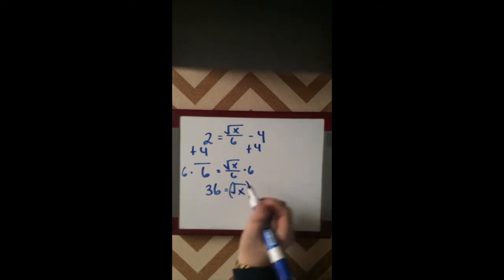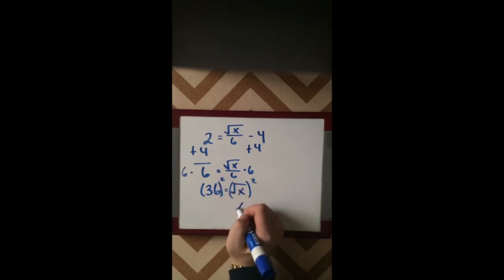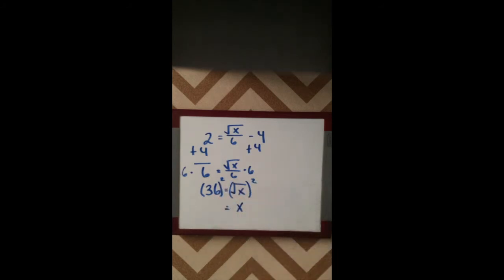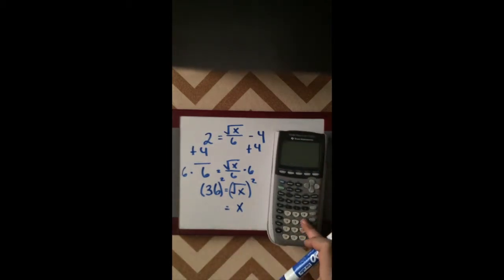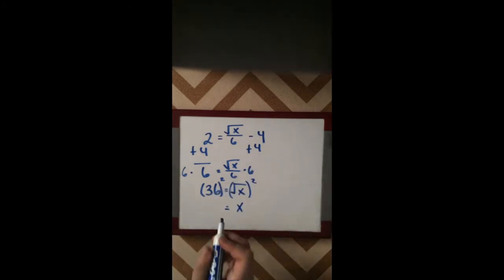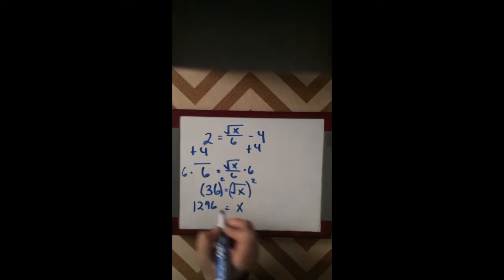Yet again, you want to square both sides. x, and then 36 squared. If you don't know, you can just go on your graphing calculator. 36 squared would equal 1,296. It's a really big number.